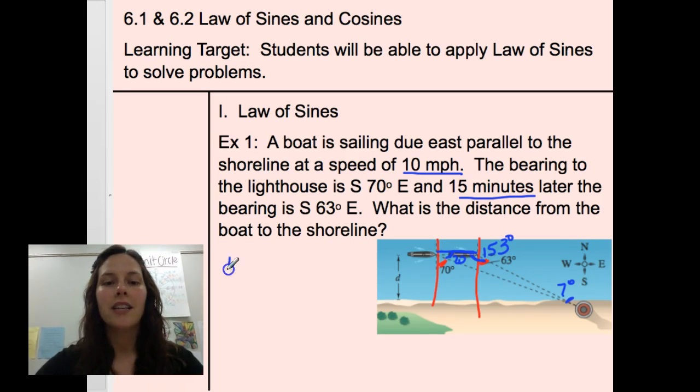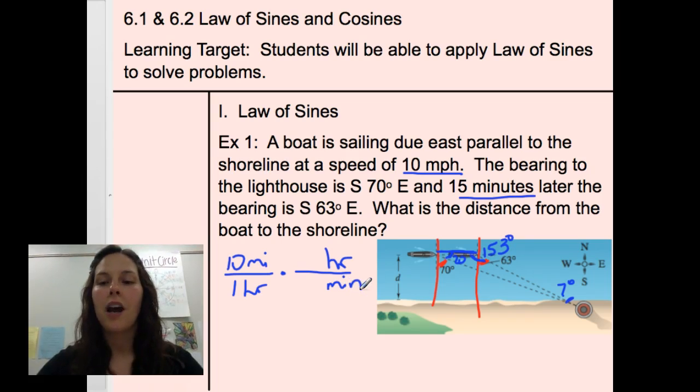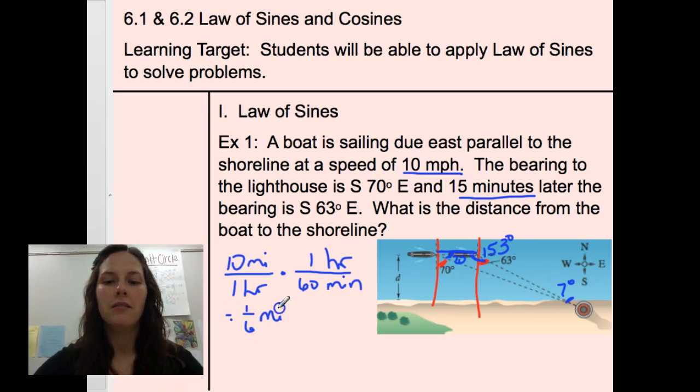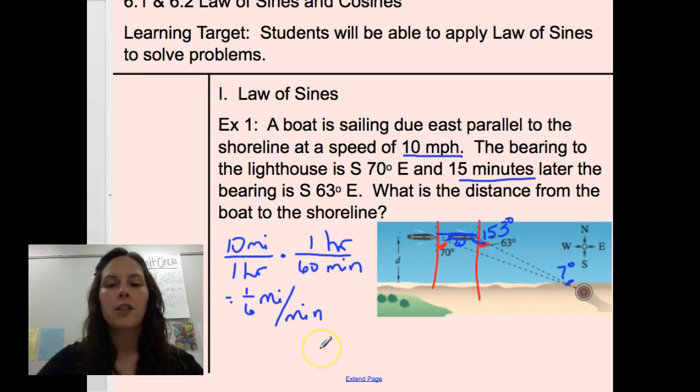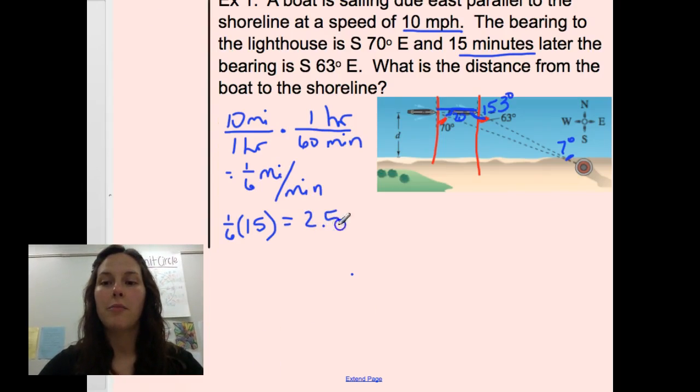So converting that 10 miles per 1 hour into miles per minute, we want the hours to cancel, and we want our units left in minutes because we know how many minutes the boat traveled. Of course, there's 60 minutes in 1 hour, so this gives us 1/6 of a mile per minute, and we know that it traveled for 15 minutes, so we multiply our speed by our time, and we get 2.5 miles that it traveled in 15 minutes.